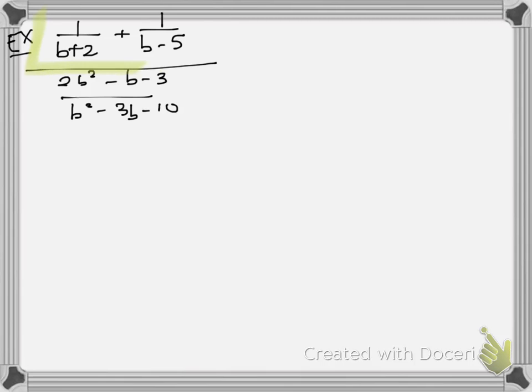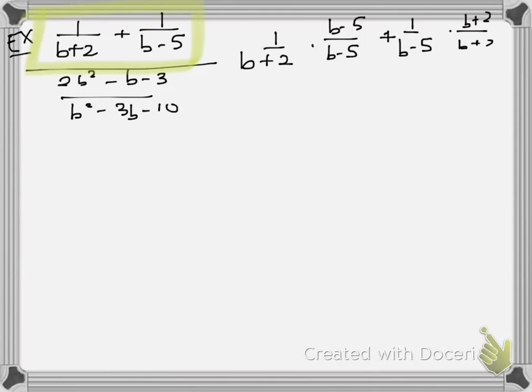So let's start with this piece right here. When we start with this piece, we've got to get a common denominator. So I have 1 over b plus 2. What do I need to do here? Multiply by negative 5. Yeah, b minus 5 over b minus 5, right? Plus 1 over b minus 5 times b plus 2 over b plus 2.